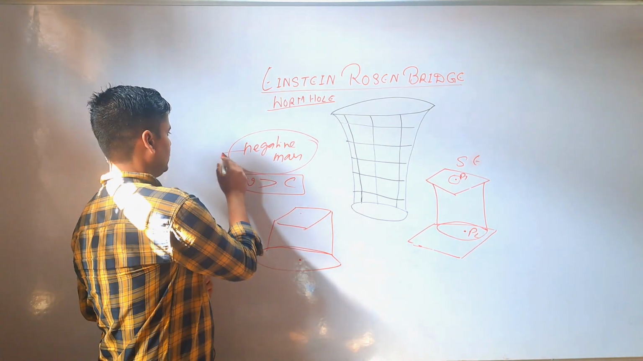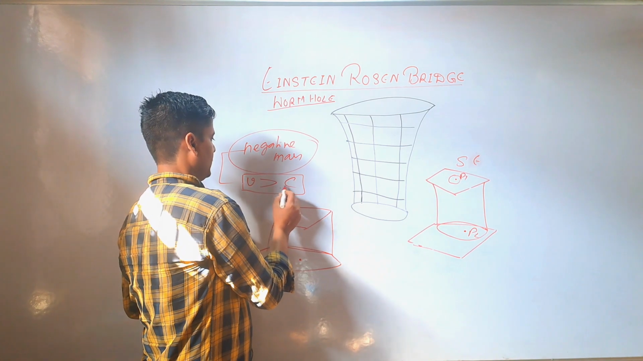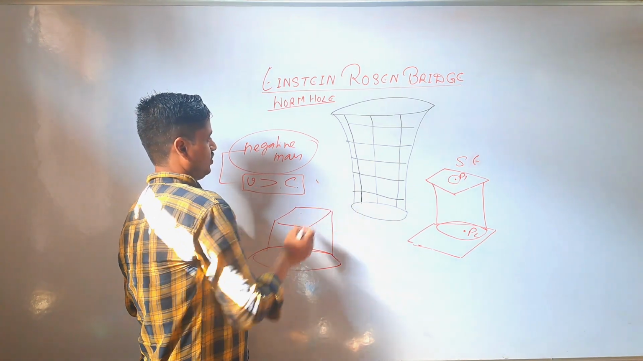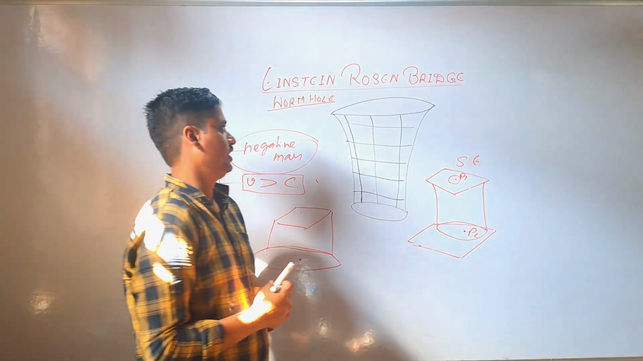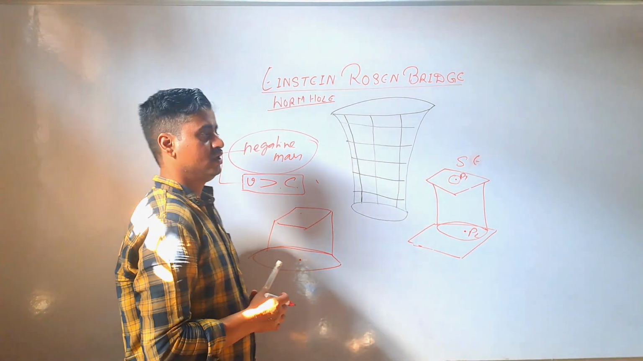These two are the conditions to create Einstein Rosen Bridge, but this faster than the speed of light is impossible according to special theory of relativity. So this is the small introduction of Einstein Rosen Bridge.